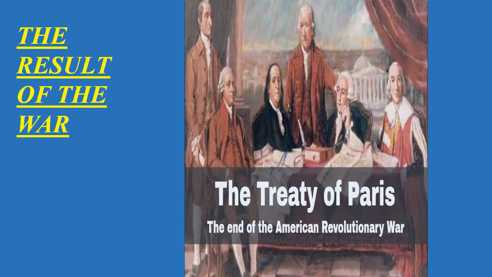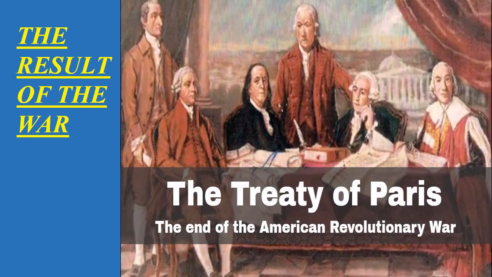So here we'll go ahead with the result of the war, or we can say the birth of the United States of America. The War of Independence formally came to an end with the signing of the Treaty of Paris in 1783. Through the treaty, the British government accepted and recognized their independence, and the colonies came to be known as the United States of America.